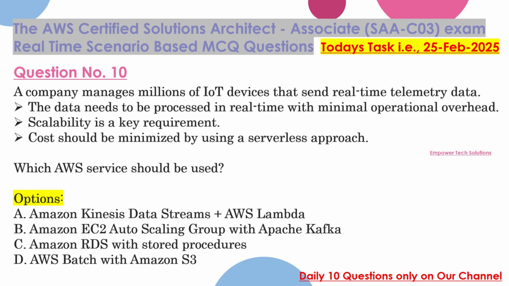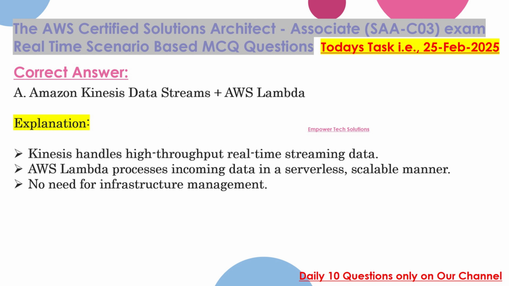Options: A. Amazon Kinesis Data Streams plus AWS Lambda. B. Amazon EC2 Auto Scaling Group with Apache Kafka. C. Amazon RDS with stored procedures. D. AWS Batch with Amazon S3. Correct answer: A. Amazon Kinesis Data Streams plus AWS Lambda.